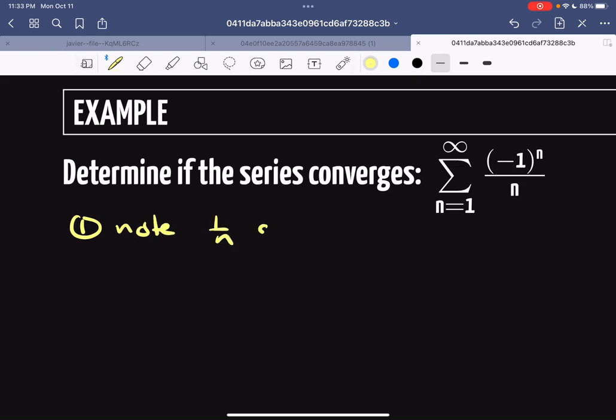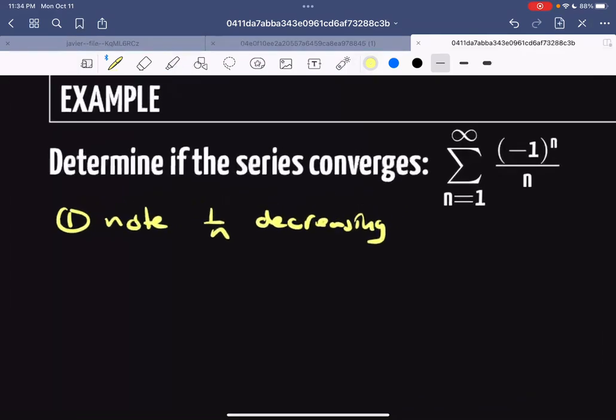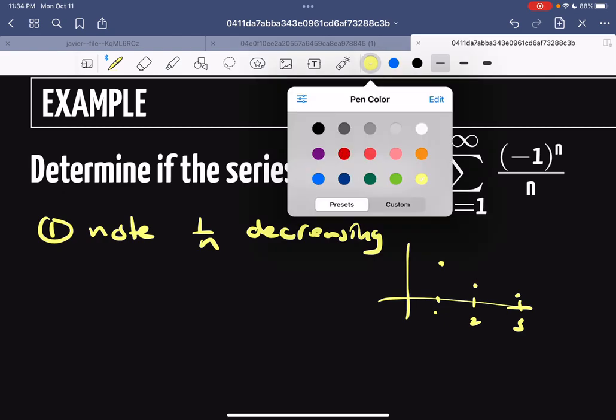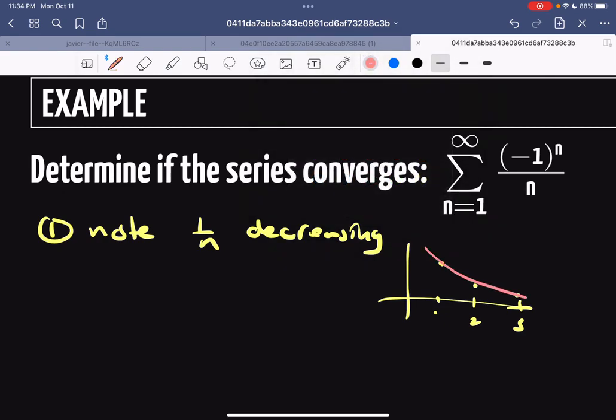1 over n is decreasing. That's kind of obvious because among other reasons, you could plot it here. 1, 2, 3. At 1, it's 1. At 1/2, it's 1/2. At 2, it's 1/2. At 3, it's 1/3. Clearly, this graph is going down. This is 1 over x. Another option might be to just use some sort of algebraic argument. Clearly, n plus 1 is greater than n, so therefore 1 over n plus 1 is less than 1 over n, so therefore the thing is decreasing.